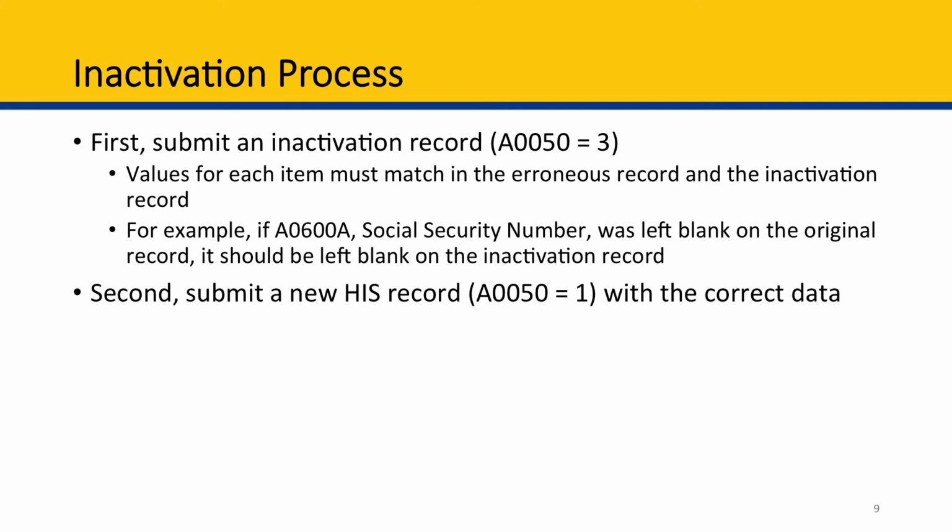When you submit the inactivation record, if all checks are passed, the erroneous record is removed from the QIES ASAP database. With the erroneous record removed via the inactivation request, the second step in the process is to submit a new HIS record, A0050 equals 1, with the correct data. This concludes our module on HIS data submission.